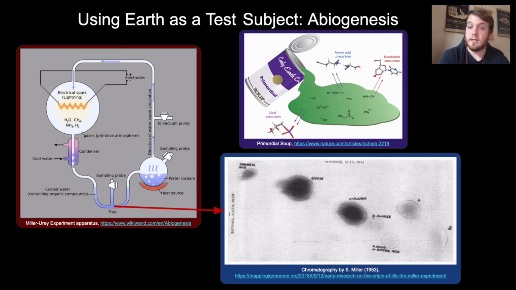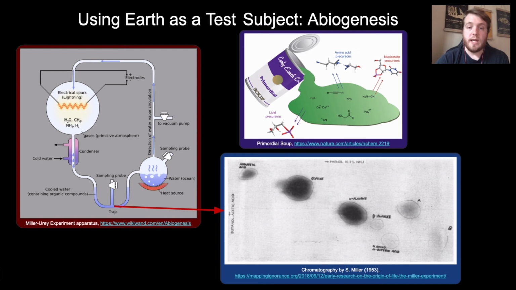And this experiment was actually fairly successful. So after about a week of allowing this apparatus to do its thing, several different amino acids were formed in the trap in the bottom of the apparatus. So this was the first time that we had ever shown that early proto-organic materials could be developed in an otherwise inorganic environment.